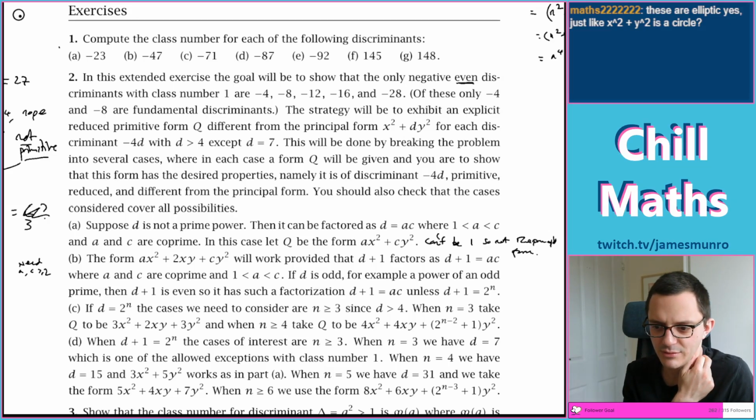What? Oh, that factorises like this. When n is 5, we have d is 31, which is a prime power. So I thought this might never happen.